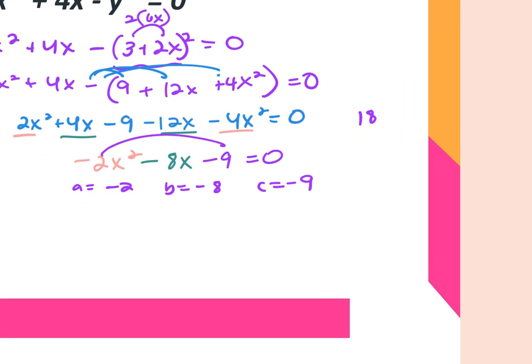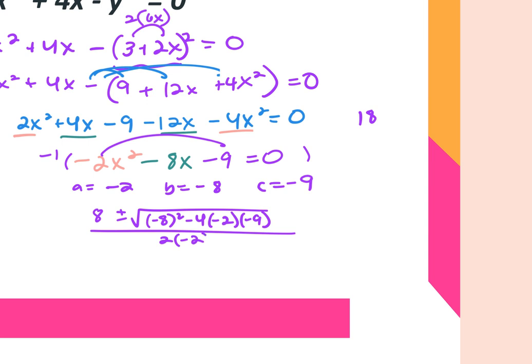That's fine. You could have multiplied everything by negative 1 and it would be fine. So then I'd get negative 8, so 8 plus and minus the square root of negative 8 squared minus 4 times negative 2 times negative 9, all over 2 times negative 2. 8 plus and minus the square root of 64, this is 8, positive 8 times negative 9, and that's negative 72. I don't even need to keep going. As soon as you see that that's going to be negative underneath, it's no solution.